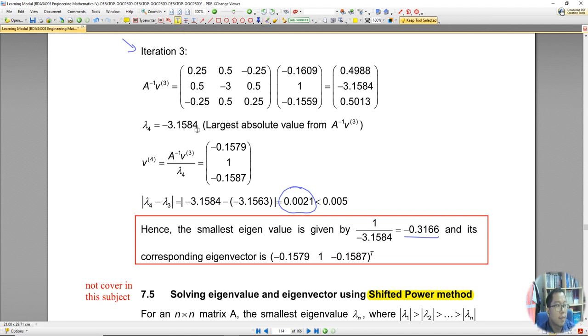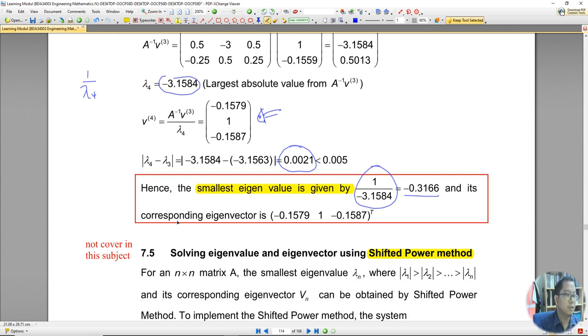So the answer: the smallest eigenvalue is given by 1 over this number, the larger value. So you have 1 over lambda 4, in order to get the smallest eigenvalue, and its corresponding eigenvector is this one. Okay, that's it.